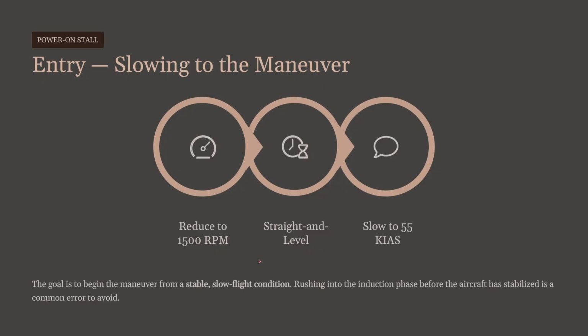The reason we do this is to start the maneuver from a stable slow flight condition, basically simulating the moment right after takeoff, when the airplane is slow and the pitch attitude begins to increase. So the key idea here is that we don't rush into the stall. We want the airplane stable and controlled first before we begin the maneuver. Alright? Cool.